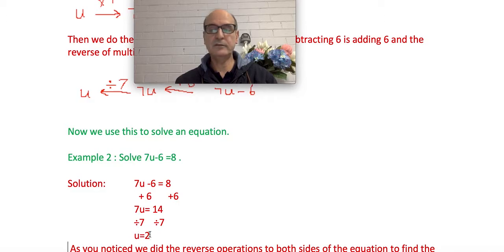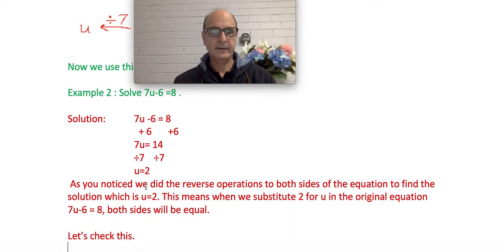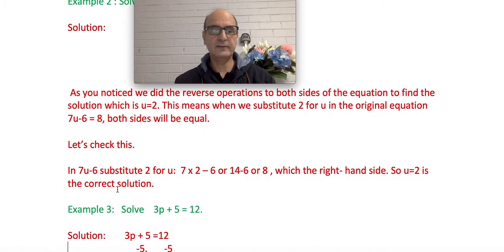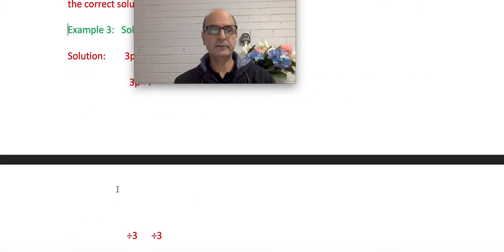So that means if u is 2, then this equation is going to work. The left-hand side is going to be equal to the right-hand side, because if u is 2, that's 7 times 2, which is 14. Take away 6, which is 8. So as you can see, it is working. That is the procedure for checking your answer. You replace u with 2 and see what you get. If you get what is on your right-hand side, then your answer was right. Otherwise, you made a mistake.